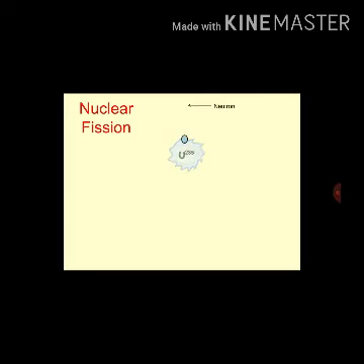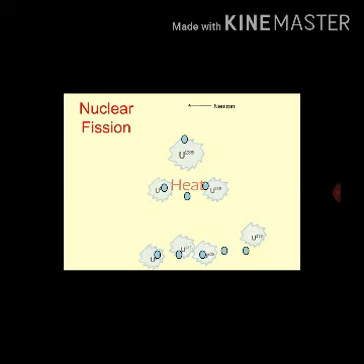Splitting of atom is called nuclear fission. Here, nuclear material uranium 235 is bombarded with the neutrons. So, when uranium 235 is bombarded with the neutron, uranium 235 atoms get split, and during this process, again the neutrons are liberated. Uranium 235 absorbs the neutron and converts into its isotope uranium 236.